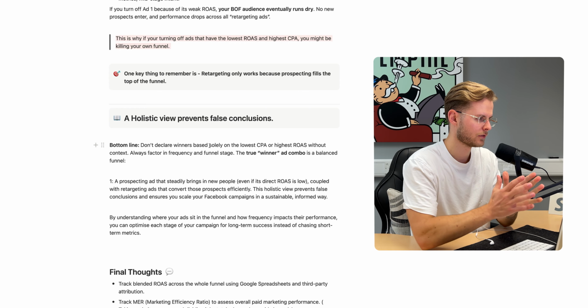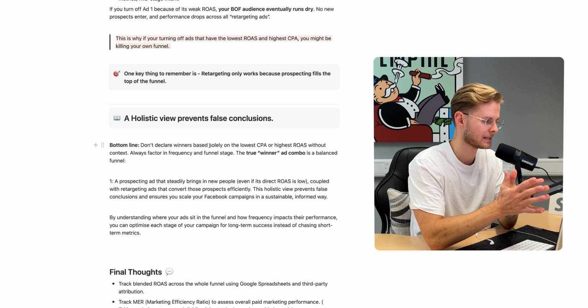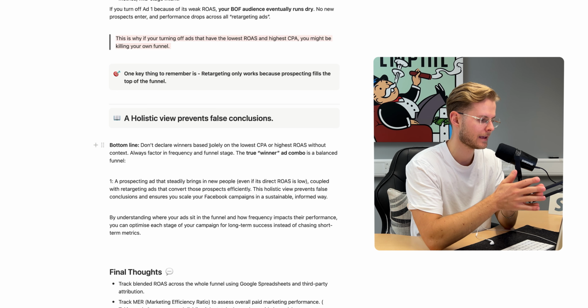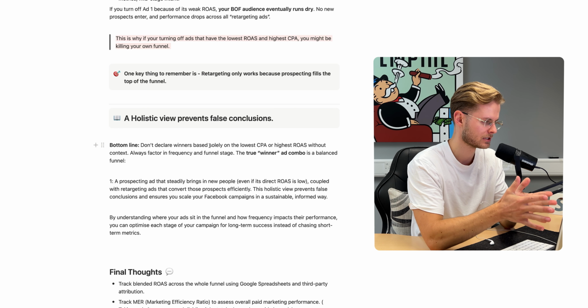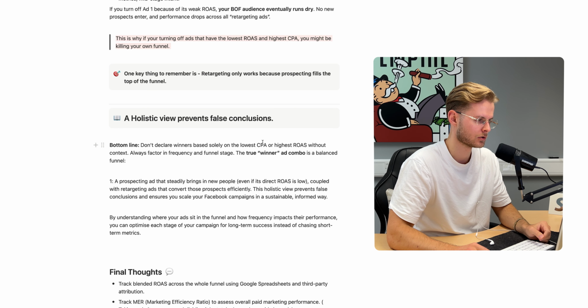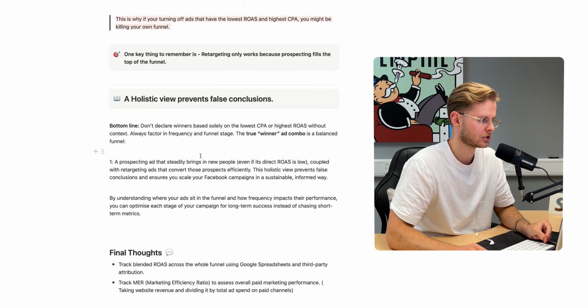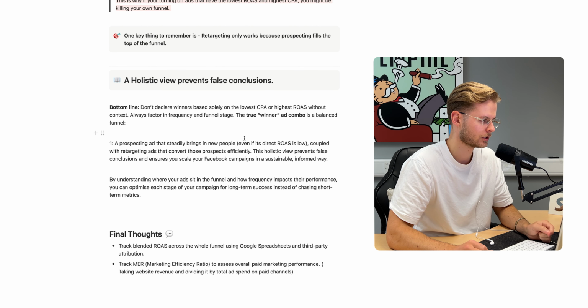Because as we have understood just above and previously, some of these ads might be more bottom of funnel, and in turn, they're going to have a lot higher ROAS and a lot lower CPA. So if you just base it off CPA and ROAS, it's going to give you false data. So what you need to do is factor in the frequency and the funnel stage and have a look at this in a bigger context.